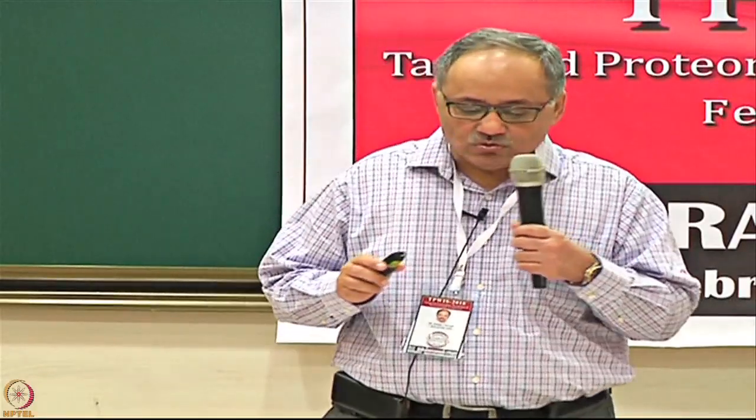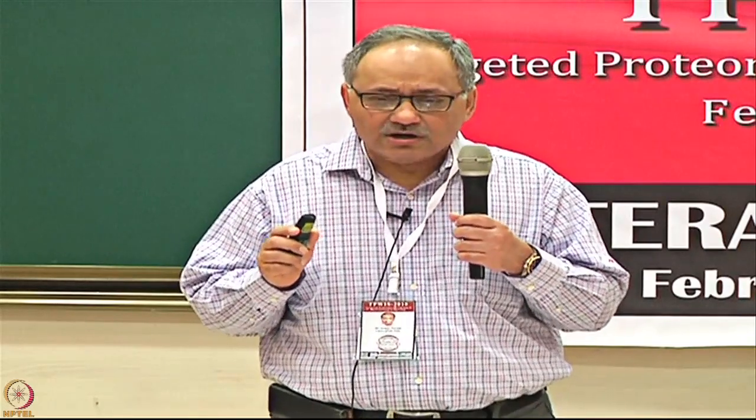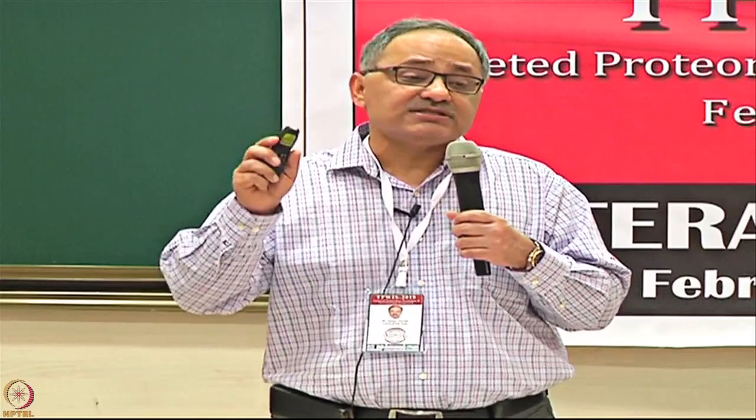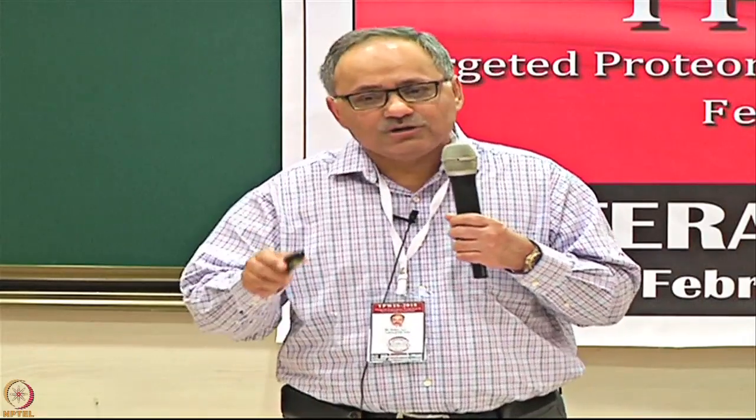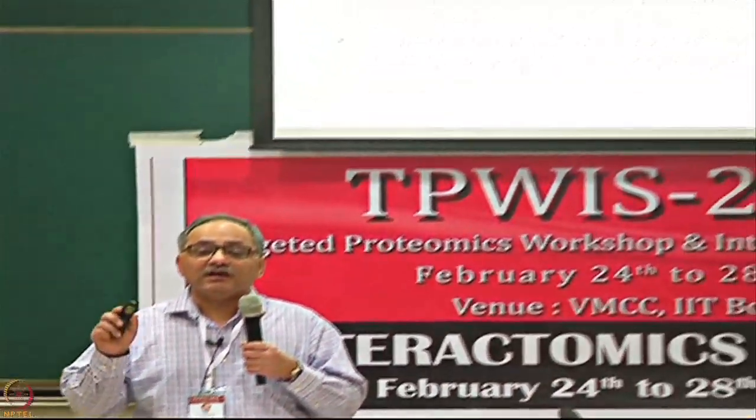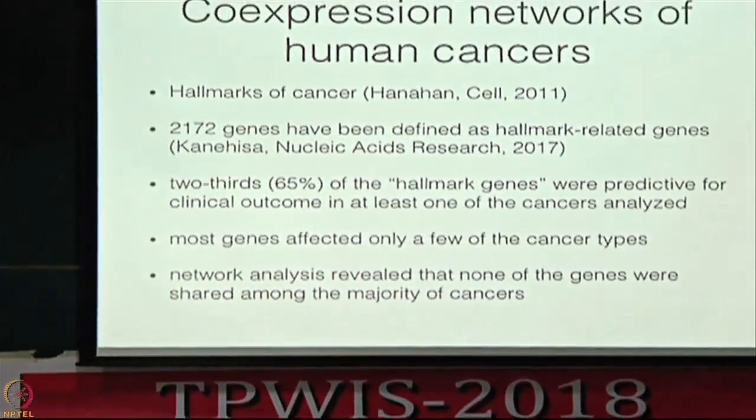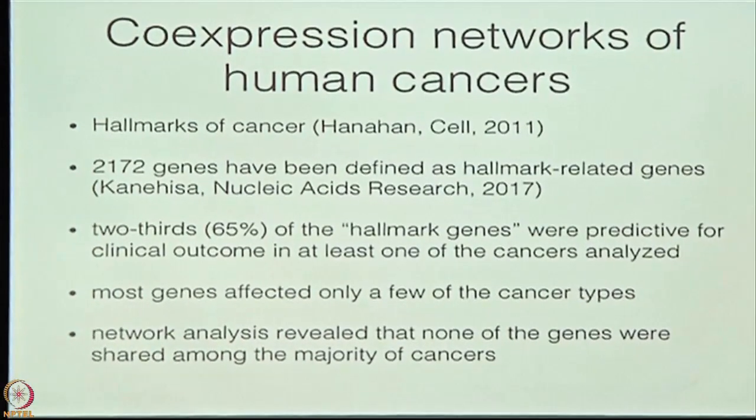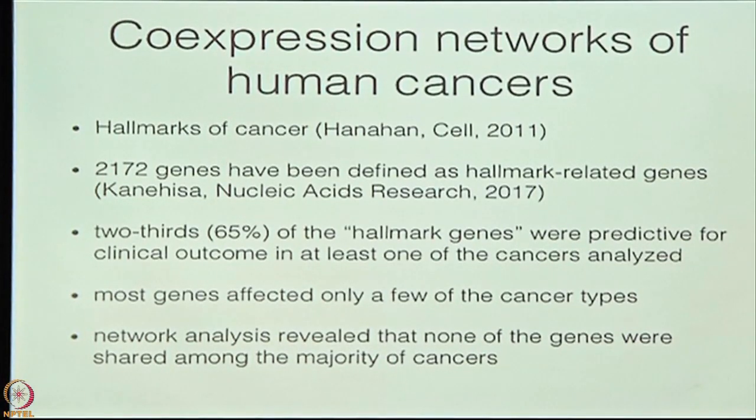Now, there was a publication in 2011, a very famous publication, which was called Hallmarks of Cancer. In that, there were 2000 odd genes which were defined as hallmark genes of cancer. It's the biggest work of its kind up to date. When we studied those hallmark genes in our data, 2/3 of them, 65% of them, were predictive for the clinical outcome in at least one cancer. So that was verified, what was earlier reported, at least by our study. Most genes affected only a few of the cancer types. All cancers were not affected from the hallmark genes, and the network analysis showed that most of those genes were not shared.